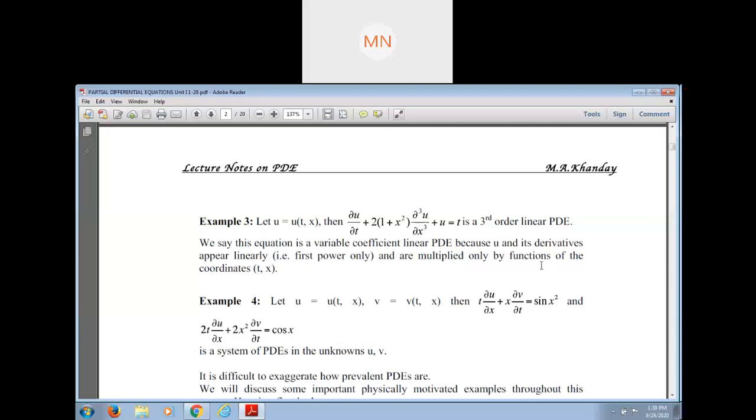In a partial differential equation there are at least two independent variables, at least two independent variables must be there. Okay, and the other one is the dependent variable. Here suppose we consider the dependent variable as u, and u depends on t and x.